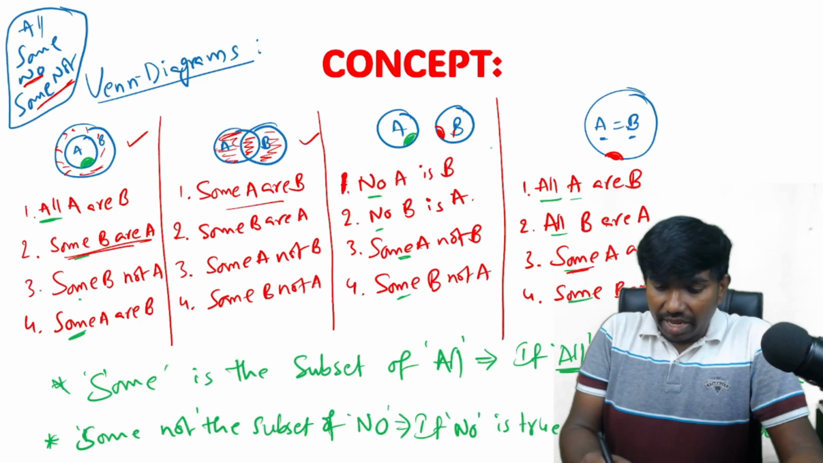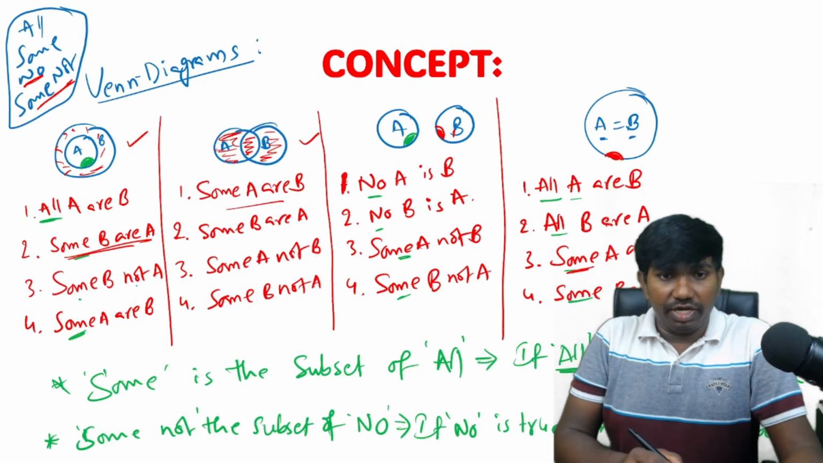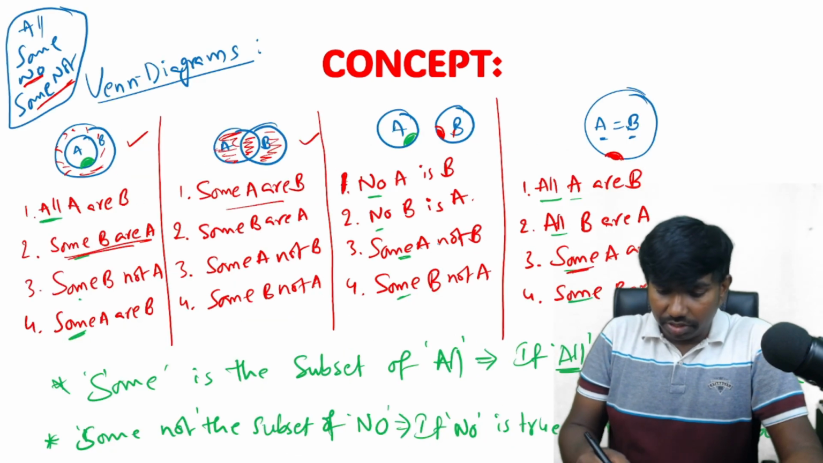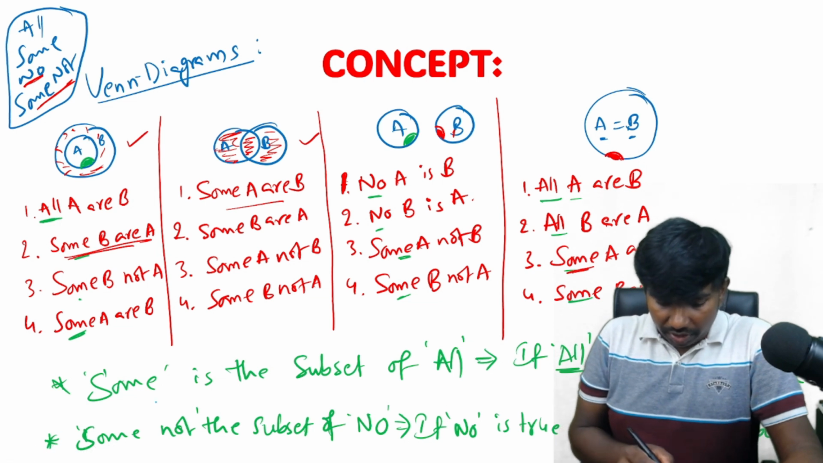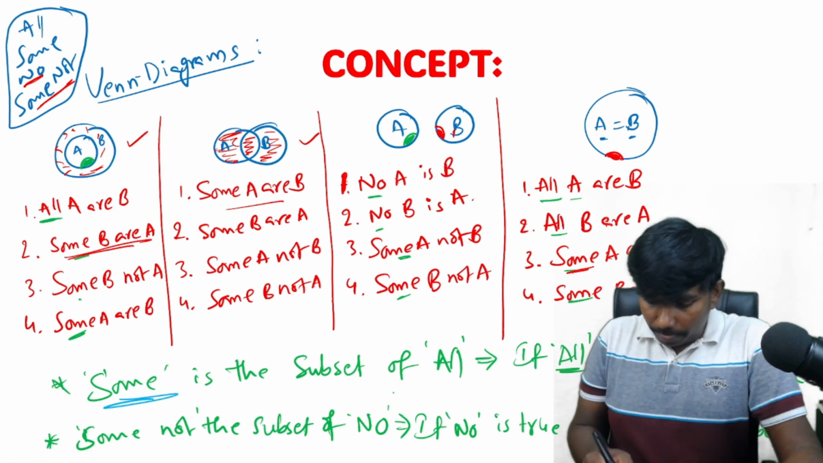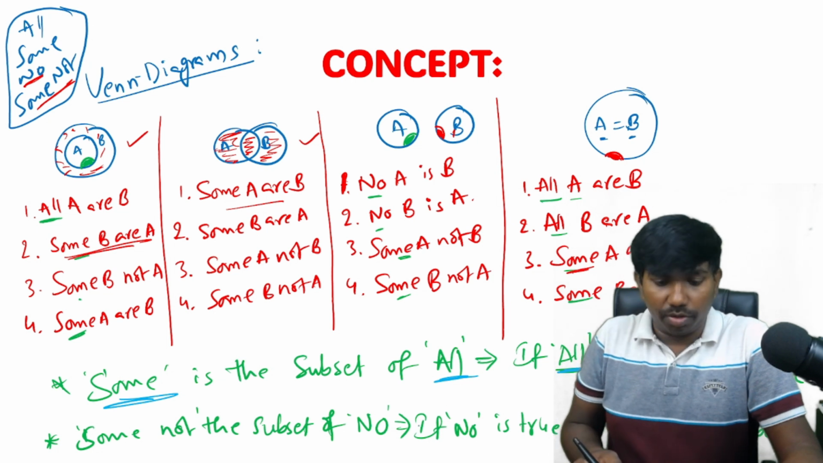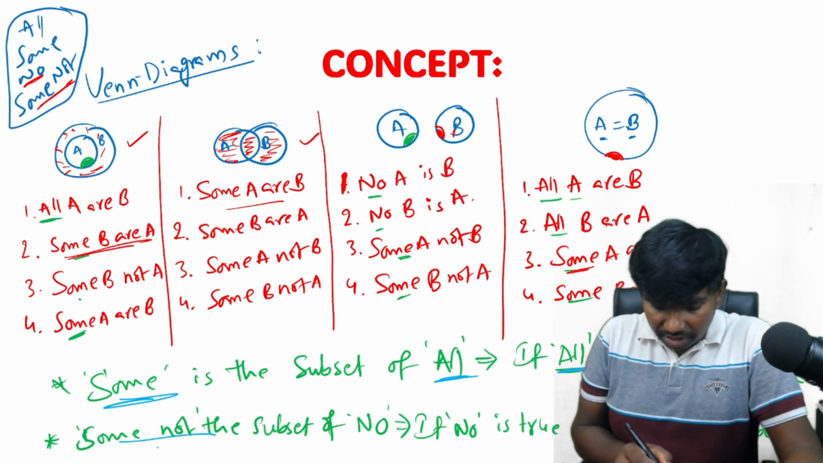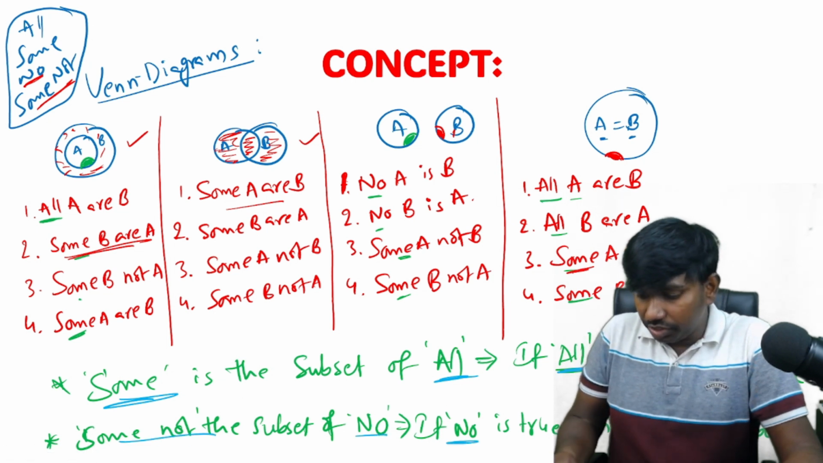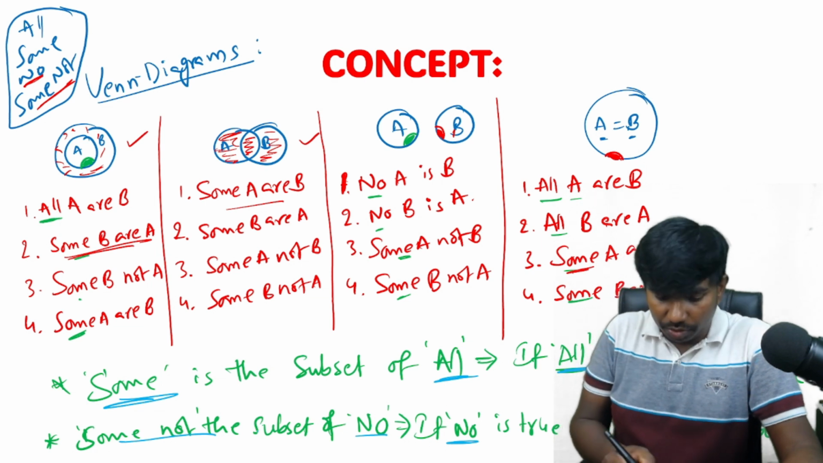Next, when the diagram is given, how to identify the conclusions. In this way we can say: wherever all is true, since some is the subset of all, some will be true automatically. Similarly, some not is the subset of no, that means if no is true, in that particular case some not will be true automatically.